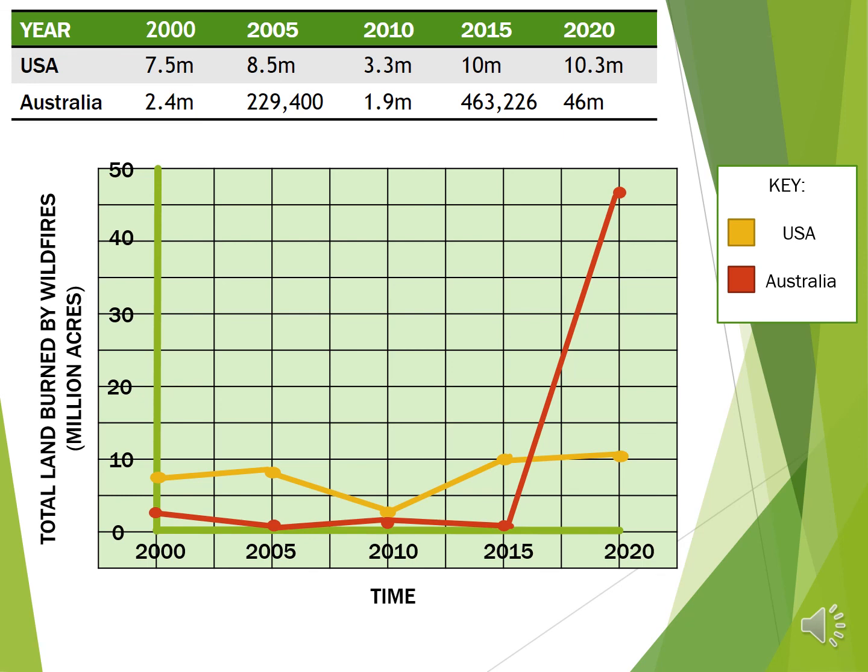Because this is a comparative line graph, the title that I've given this graph is a comparison of wildfire damage in Australia and the USA. And that is how you construct a comparative line graph.